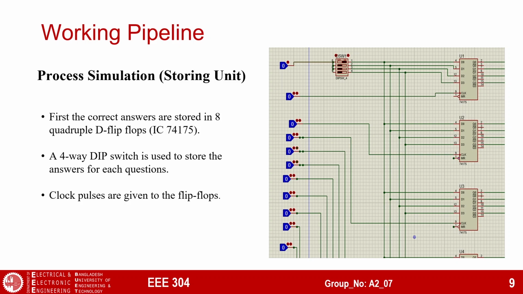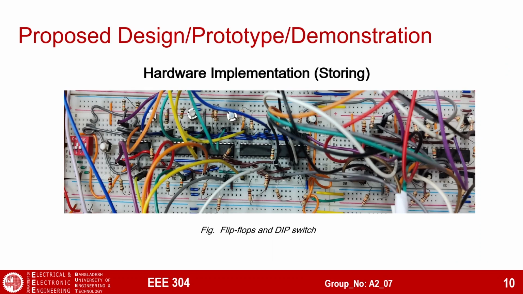We used a DIP switch to load the data to the flip-flop registers. For example, if the first MCQ has a correct answer at C, the data that will be stored in the first register will be 1, 1, 0, and 1. This is how it looks in the circuit.